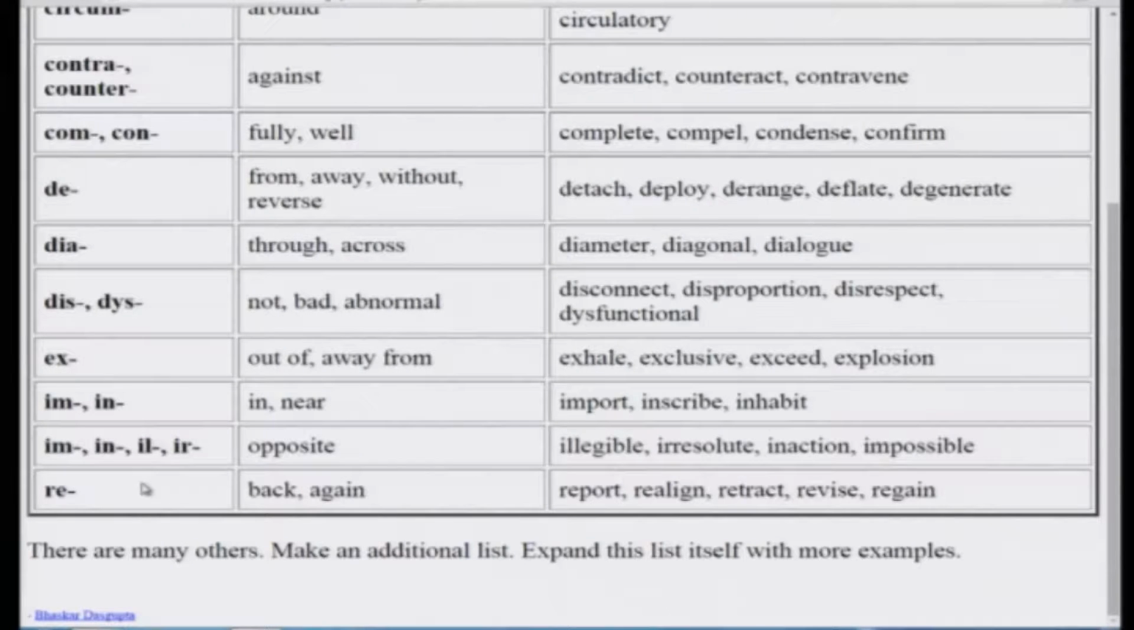Re typically gives the sense of back or again. Report: you go somewhere to do something and come back and give us a report. Okay. Realign: earlier there was some alignment, you change it. Okay. Retract, take back. Okay. Revise, regain: you had something, you lost it, you regain it.